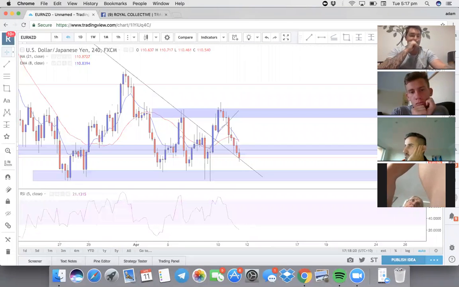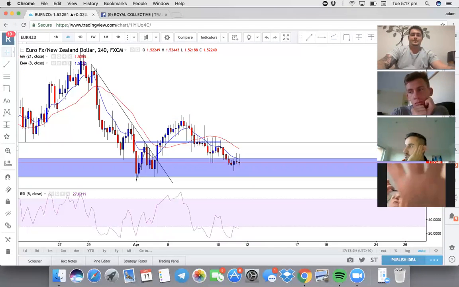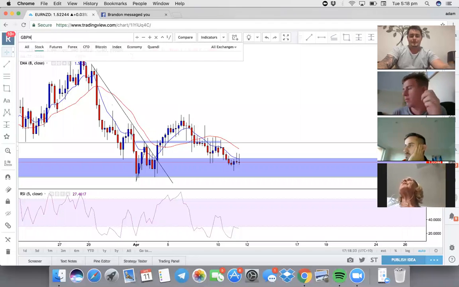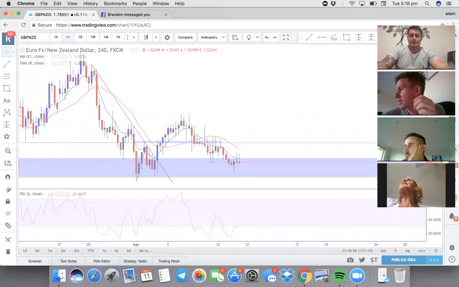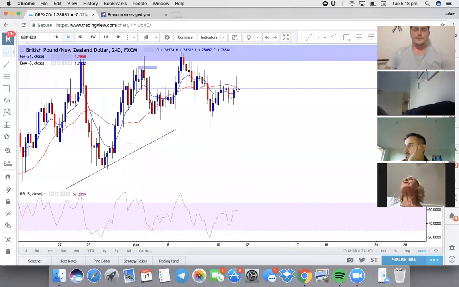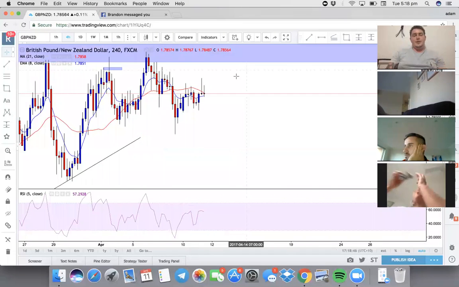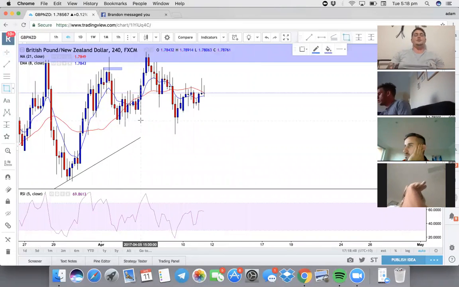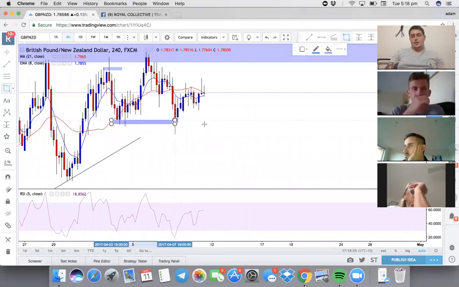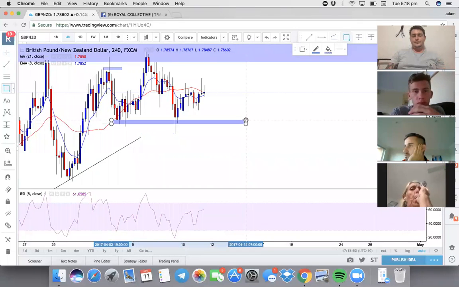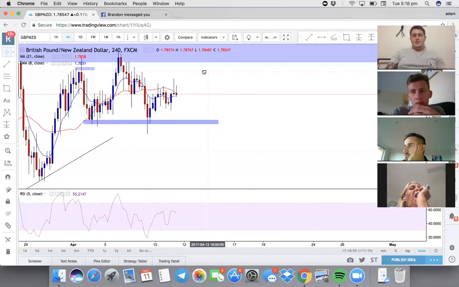EURNZD. So which way do we have EURNZD going? GBP NZD. And GBP AUD. So if GBP NZD can break that low, that'll be so solid. It's actually not a bad sell at the moment. That's actually a pretty solid sell.